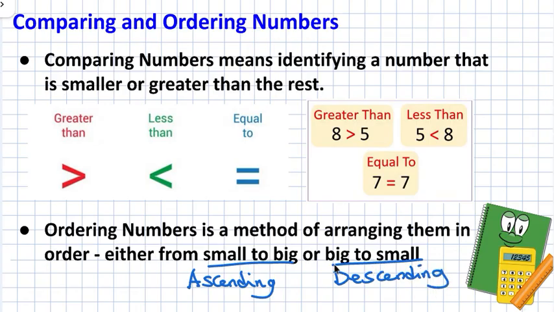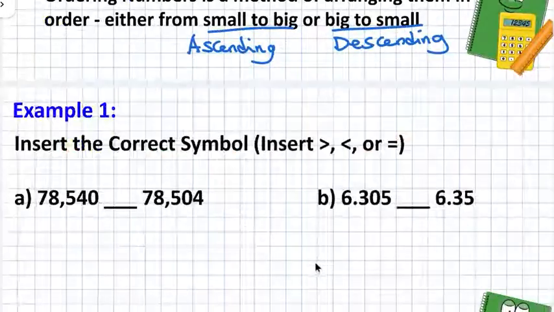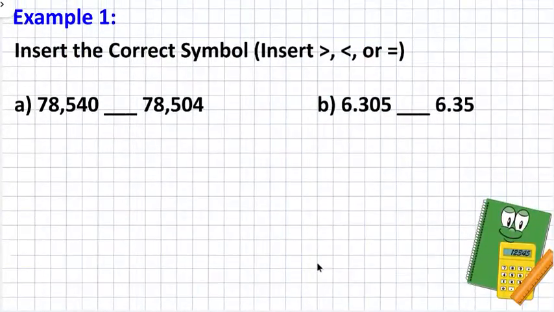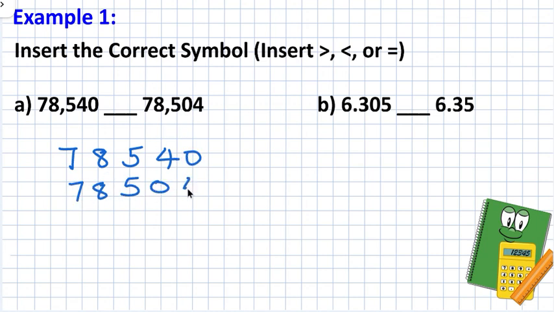All right, let's take a look at some examples. Example 1. We are comparing numbers because we're asked to insert the correct symbol. So we're asked to tell which of them is greater or which of them is lesser or if they are equal. Question A, we have 78,540 and 78,504. So I arrange them in columns.